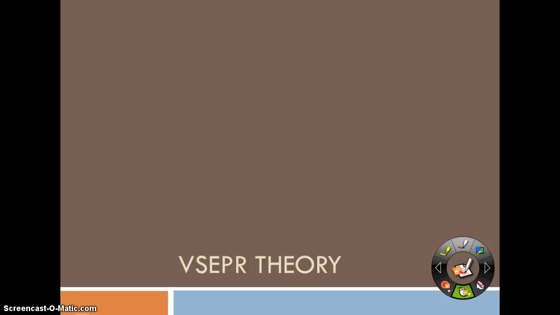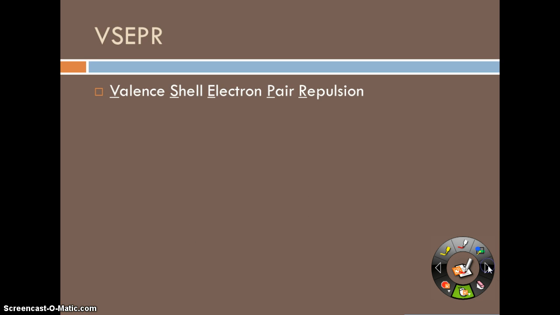Okay, so now that we've talked about covalent compounds and how these elements bond, let's talk about how these shapes are actually formed. And this is VSEPR theory. VSEPR stands for valence shell electron pair repulsion. So the name is telling you what is actually going on here. It's the valence shell electrons that are already paired up that are going to be repelling the bonds.